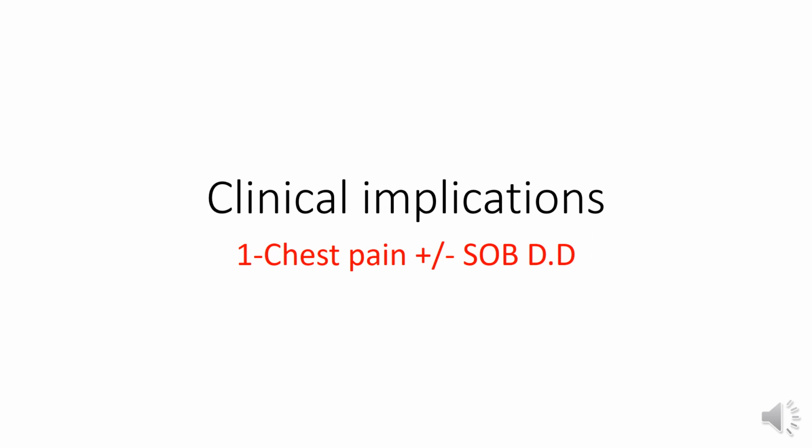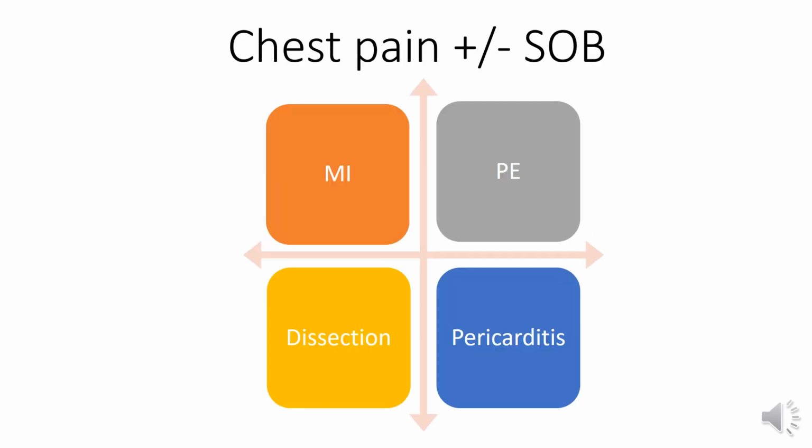So we will go through two clinical scenarios. The first scenario is chest pain plus or minus shortness of breath. We have four important differential diagnoses for this combination. First might be myocardial infarction. We definitely have clues from the clinical picture of the patient, the nature of the pain, the ECG, and the lab like troponin, but we might still not be quite sure about the diagnosis. And here is the role of echo.